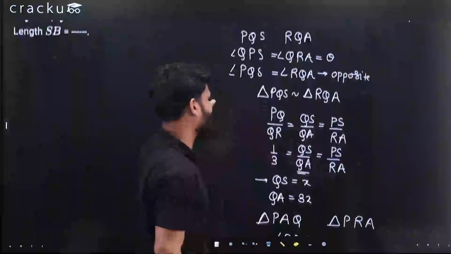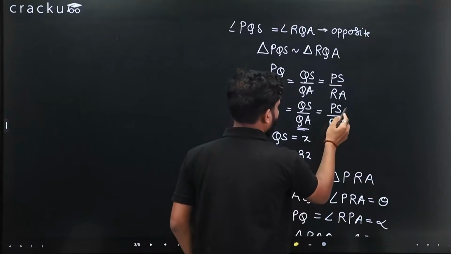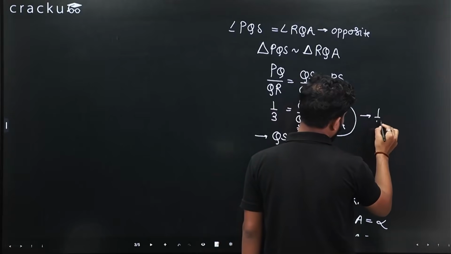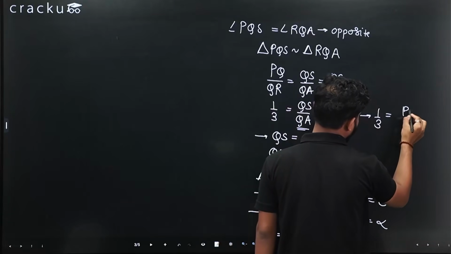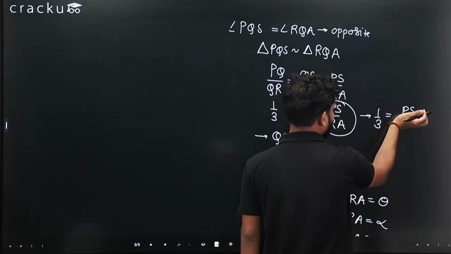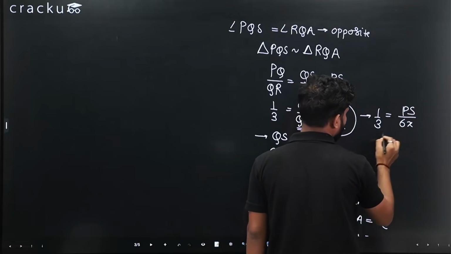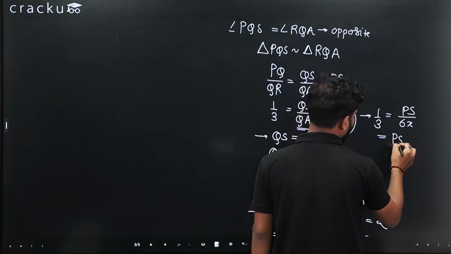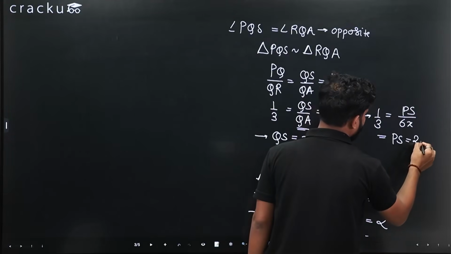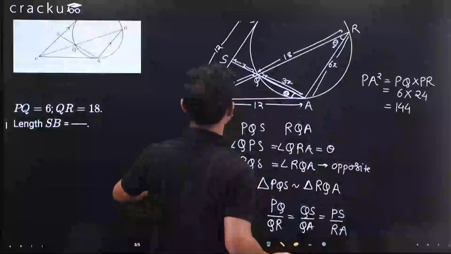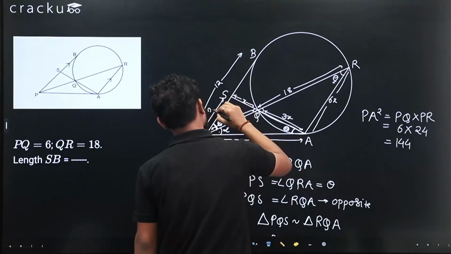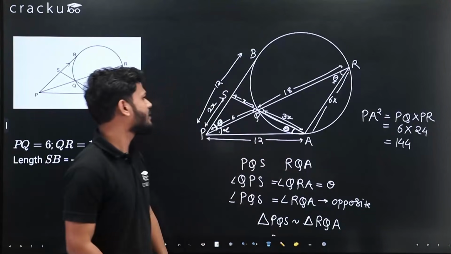Now, do we have any other relation in RA? Yes, we have another relation: 1 by 3 is equal to PS upon RA. And RA is nothing but 6x. So from here you get PS is equal to 2x. So this is 2x.